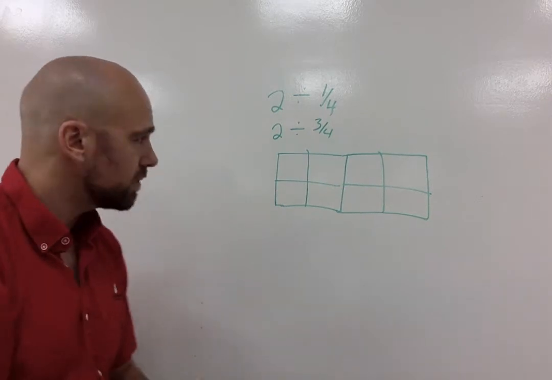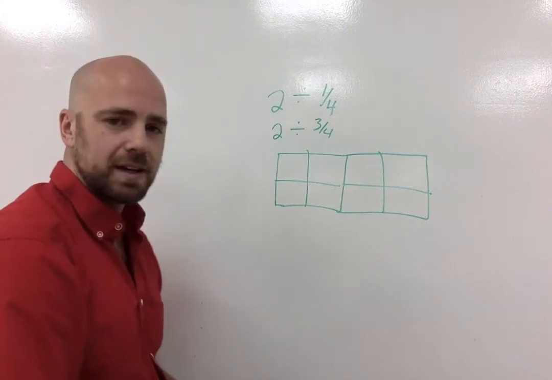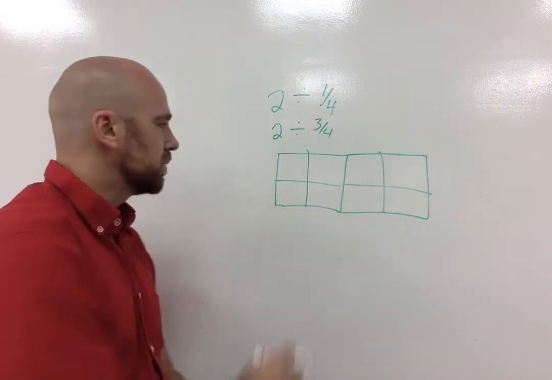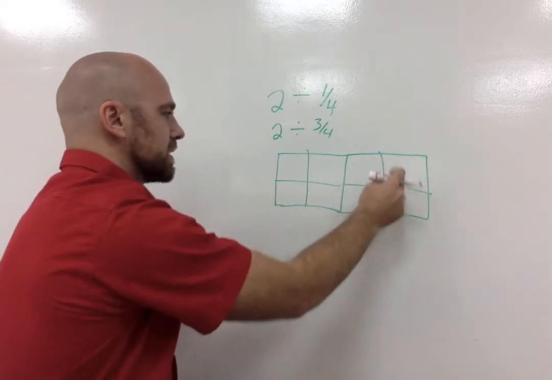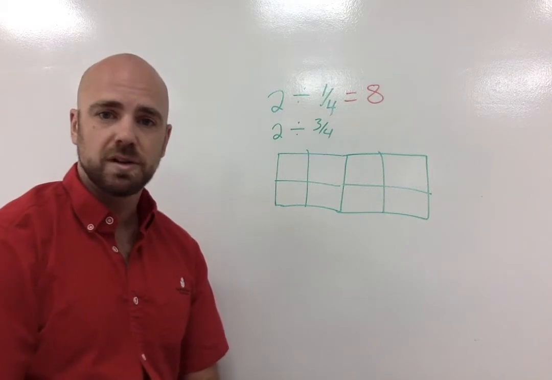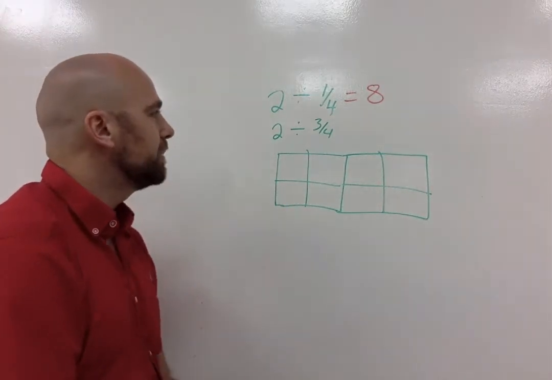So in this example, the first one that we're breaking it down into is quarters. Well, it's already broken up into quarter squares. So we have 1, 2, 3, 4, 5, 6, 7, 8. So if we have 2 wholes and we break that up into individual quarter pieces, we would have 8 pieces.